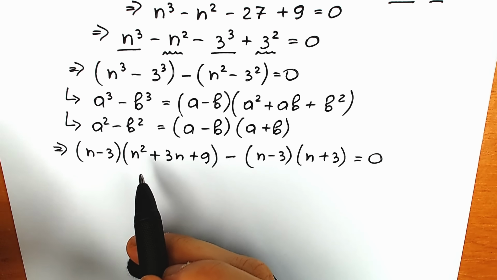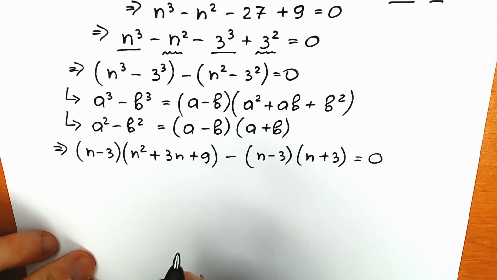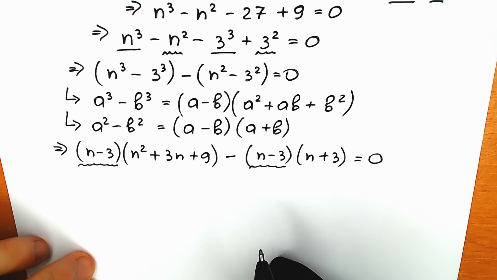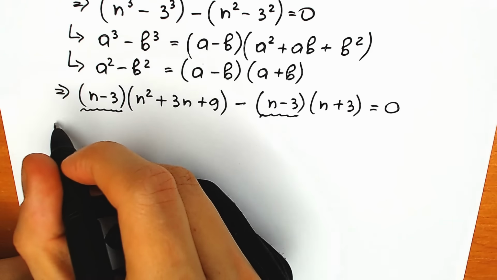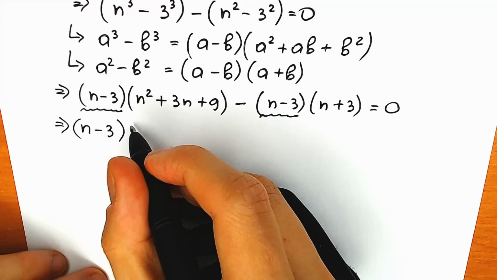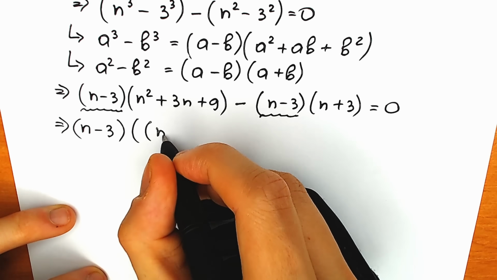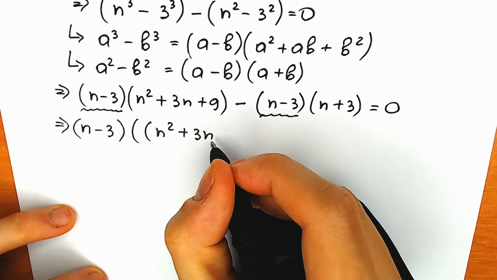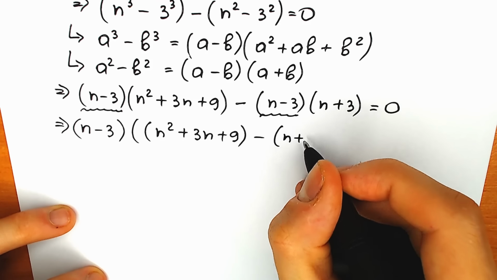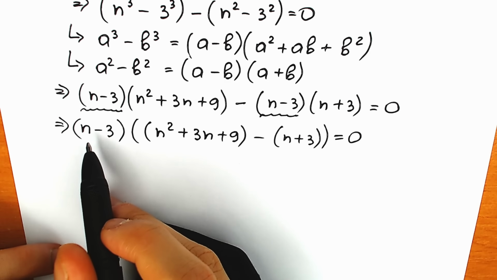Right now, let's look at this question from a different perspective. We have a long and complicated expression, but we have one common thing. We have n minus 3 right here, and we have n minus 3 right here. So basically, we can factor it. Let's do it right now. Okay, so we have n minus 3, and in another parenthesis, what do we have? We still have this expression, and we still have n plus 3. So we have n squared plus 3n and plus 9, and minus this one, n plus 3. Okay, equal to 0. So we can't simplify this n minus 3. We don't need to do it.